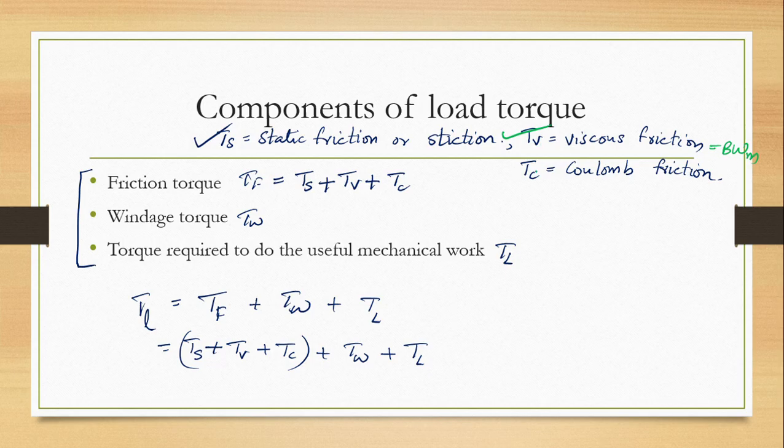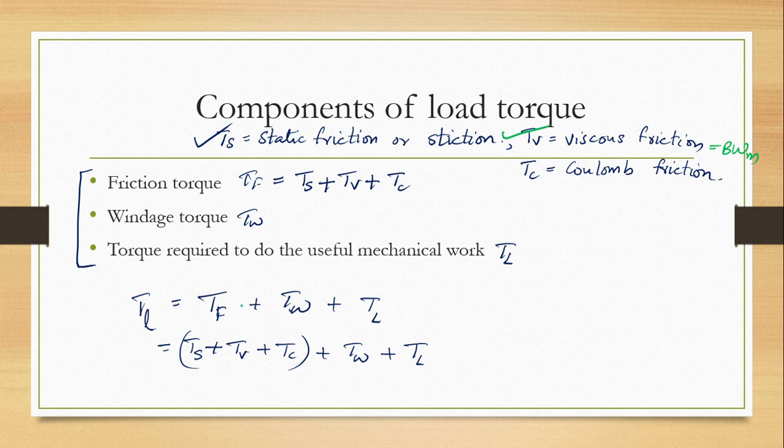Then finally you have the Coulomb friction. The Coulomb friction is not depending upon any speed, it is independent of the speed. It is a constant torque that is present within the drive. It is a constant frictional torque.